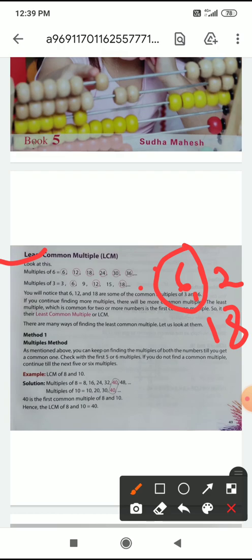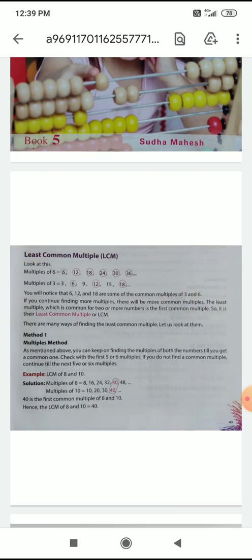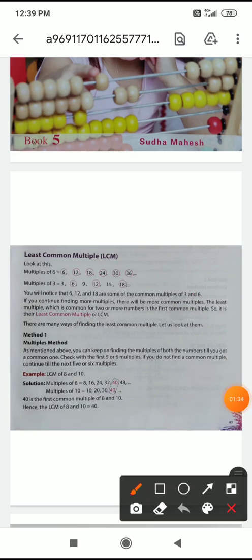Children, there are mainly 3 methods to find the LCM. First one is the multiples method. Second one is the division method. Third one is the factorization method. So first we discuss method 1, that is the multiples method.